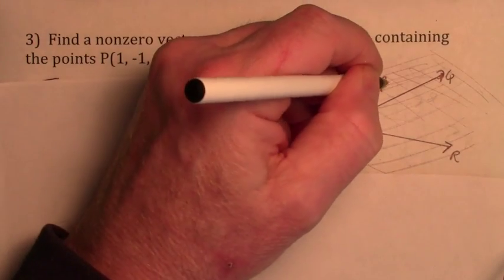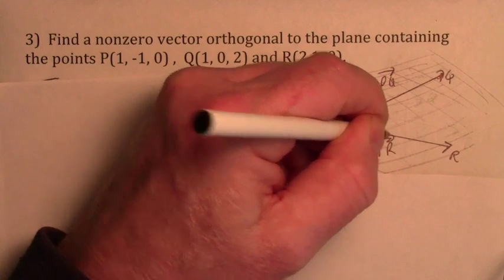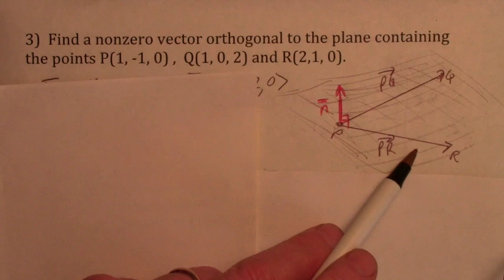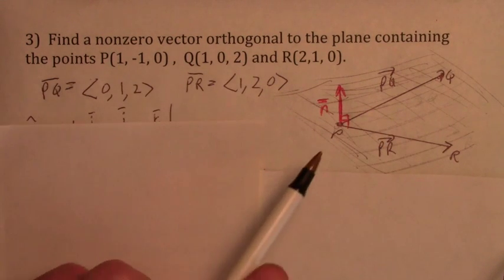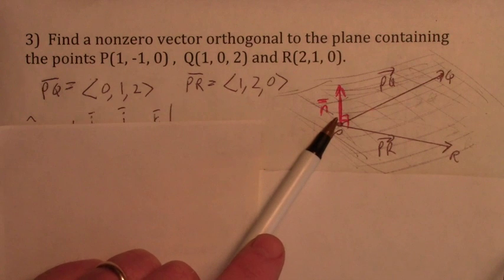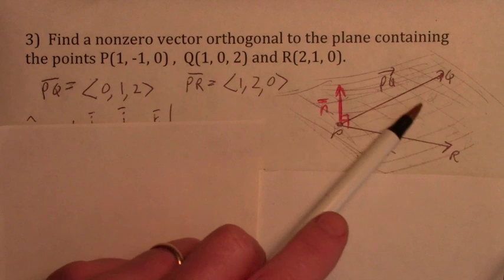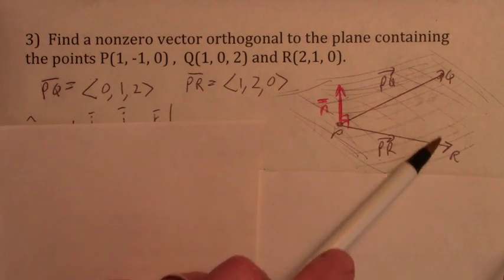PQ would be this vector. PR would be this vector, right? And I can put them next to each other. These 2 vectors lie in this plane. And if you take the cross product, I can form this vector n. This vector n would be orthogonal to this plane. What does that mean? It means it's orthogonal to every vector in the plane.